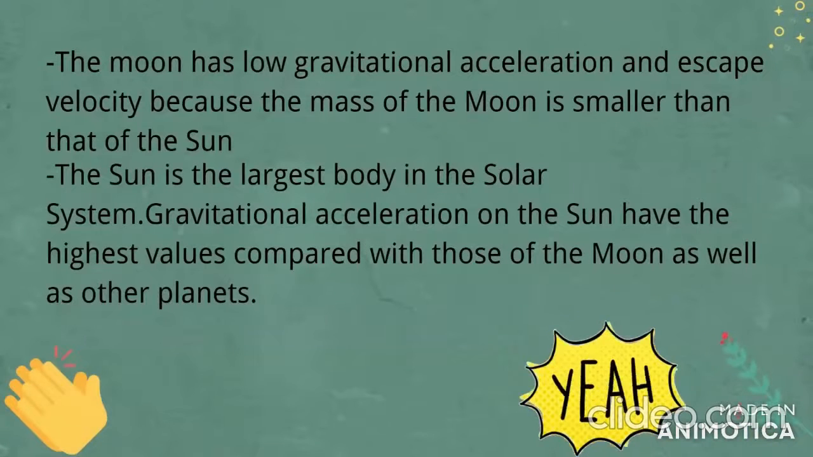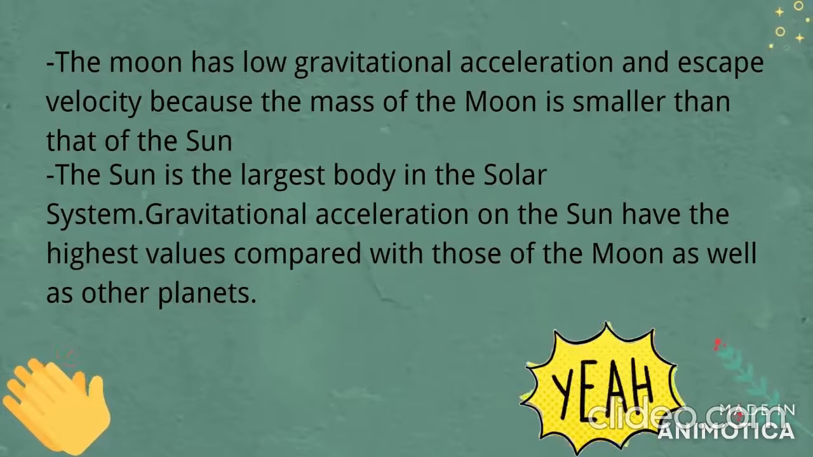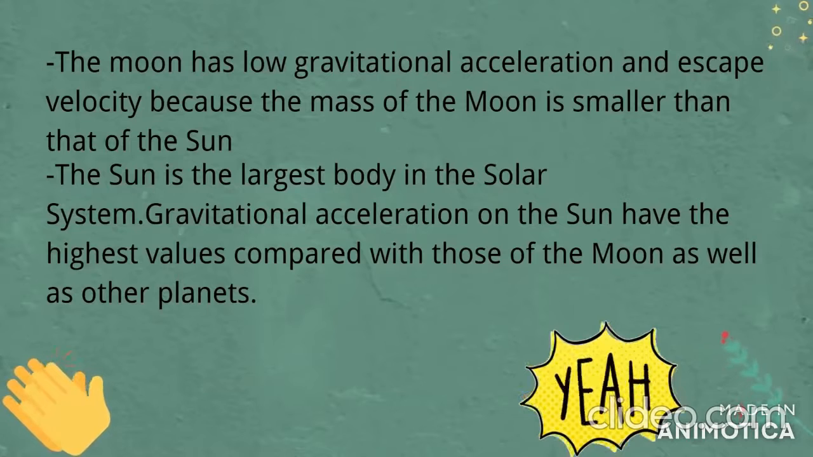The moon has a low gravitational acceleration and escape velocity because the mass of the moon is smaller than the mass of the sun. The sun is the largest body in the solar system. Gravitational acceleration on the Sun has the highest value compared with those of the Moon as well as other planets such as Earth and Saturn.